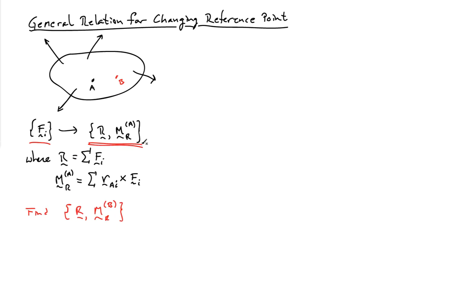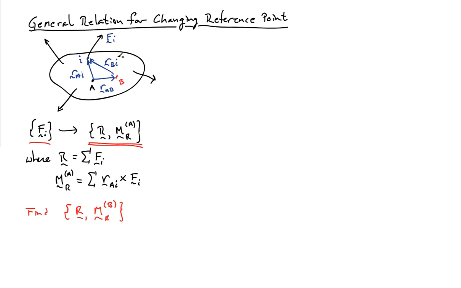So let's go ahead and draw in a few vectors here that will help us do this. So let's draw in the vector from A to B, and then let's consider an arbitrary force Fi located at a location I. We have the vector going from A to I, and let me also draw in the vector going from B to I.